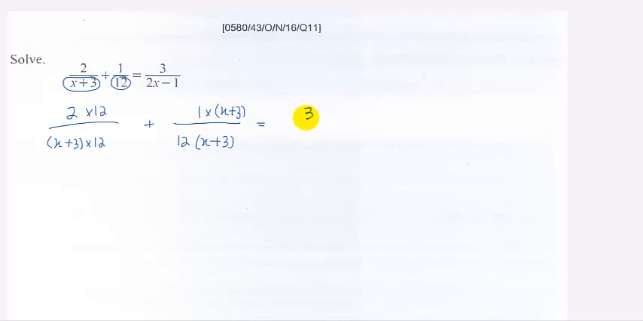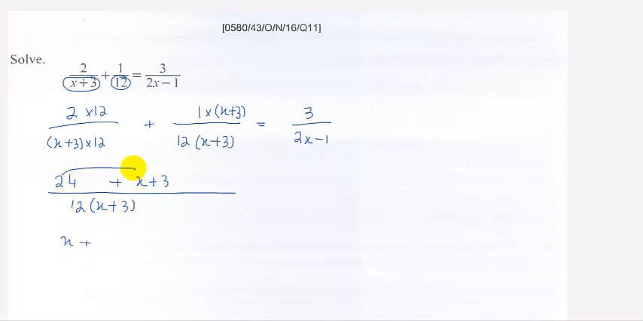Okay, and the right side will remain the same. Now you can observe that the denominators are the same in both the fractions. So when the denominators are the same, that same denominator is the LCM. 12 times (x plus 3). Now I will expand it: 24 plus x plus 3. Here x, and this 24 and 3 is 27. And 12 into (x plus 3) is equal to 3 over (2x minus 1).